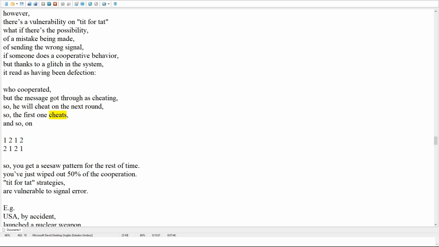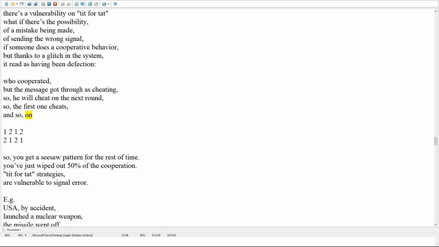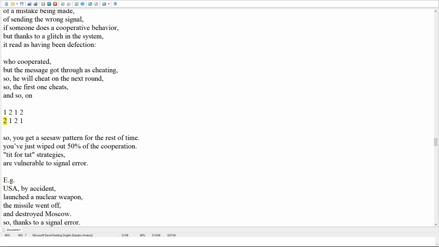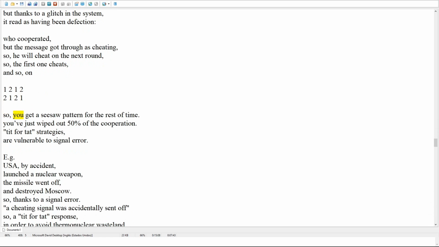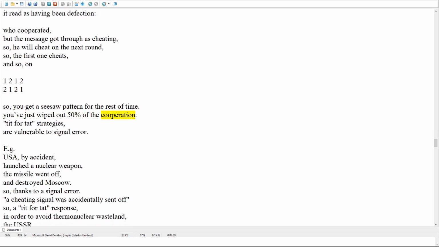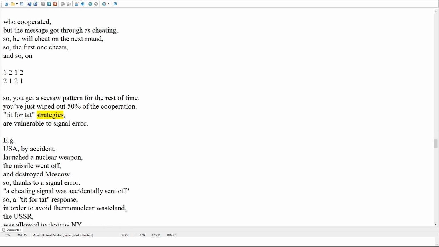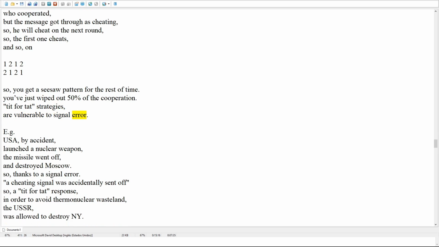So, the first one cheats. And so on. 1-2, 1-2. 2-1, 2-1. So, you get a seesaw pattern for the rest of time. You've just wiped out 50% of the cooperation. Tit-for-tat strategies are vulnerable to signal error.